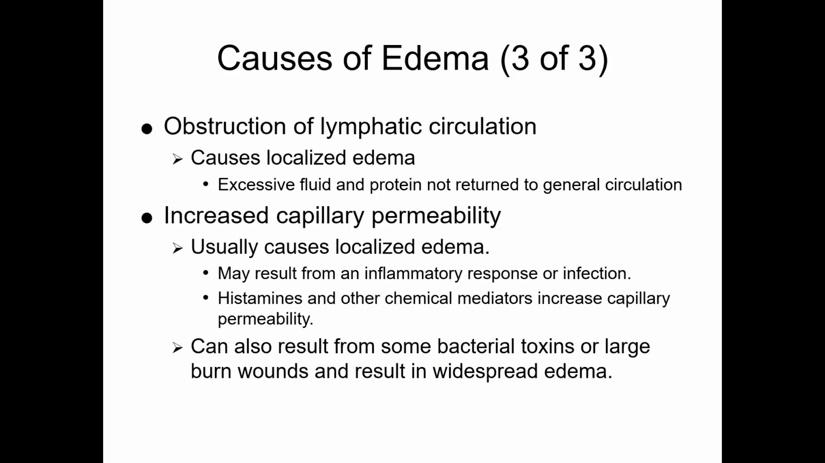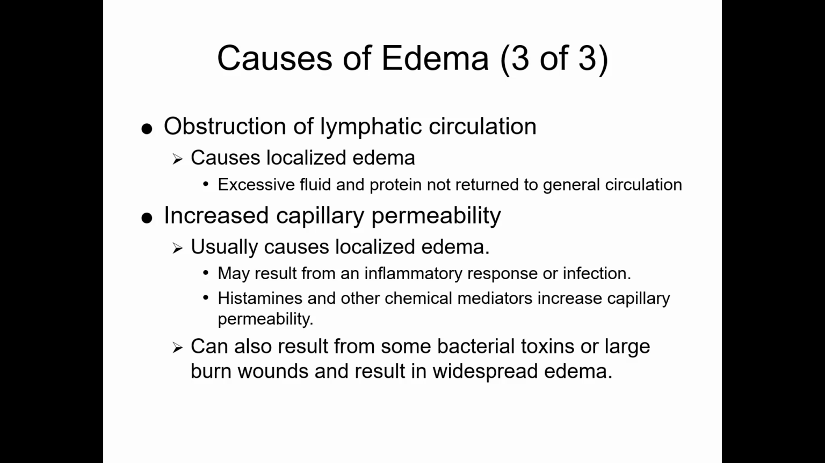Edema can also occur from obstruction of the lymph circulation system, and that causes localized edema because we have excessive fluid and protein that are not being returned to the general circulation. This can happen if a tumor or infection develops and damages a lymph node, or if lymph nodes are removed because of cancer or through surgical procedures.